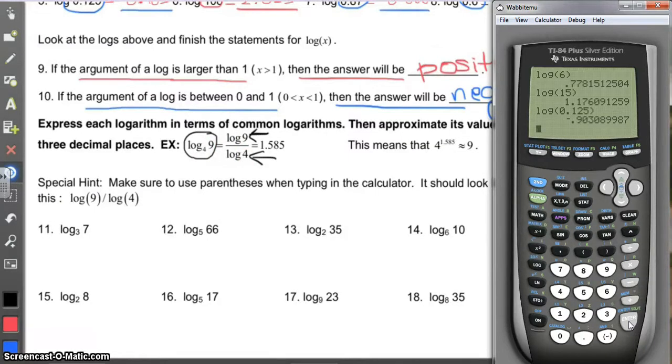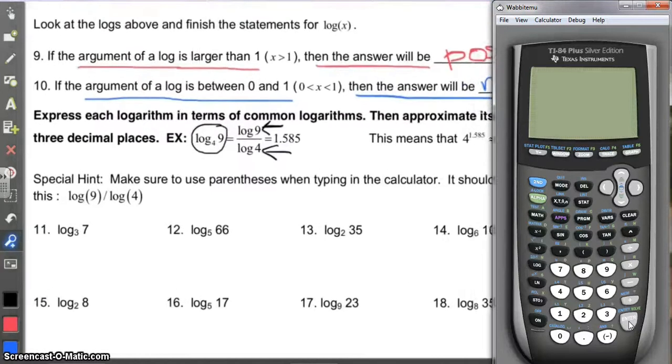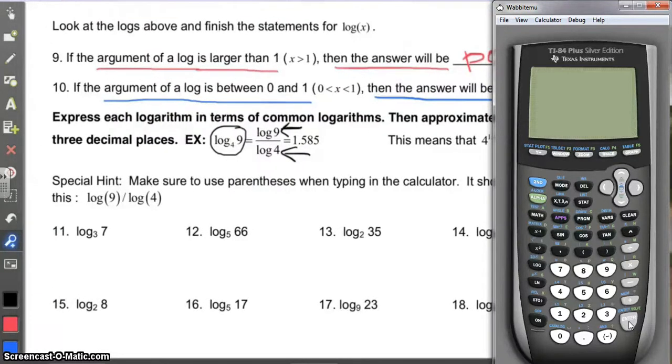Then you use the calculator to approximate your answer. Special hint: make sure to use parentheses every time you type this in the calculator. It should look something like this. Okay? So let's try number 11 together. So 11. Log 7 base 3.